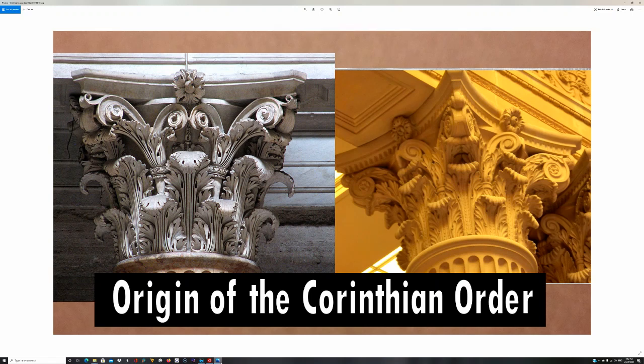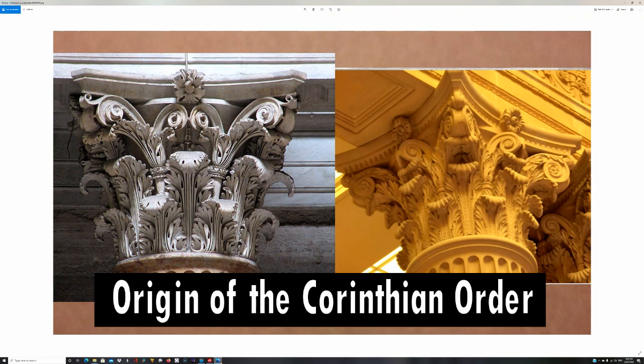The point is the origin of the Corinthian order. Here we see two examples of Corinthian capitals. The one on the left is from the Pantheon in Rome, an ancient example, and we have a Corinthian capital here in Sydney in the State Library of New South Wales.